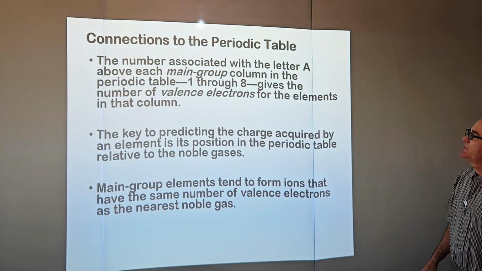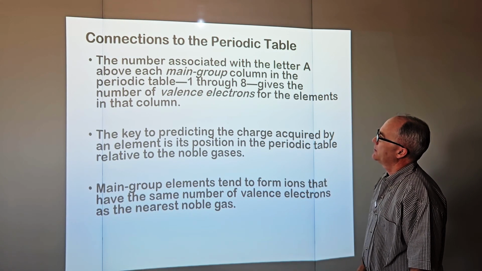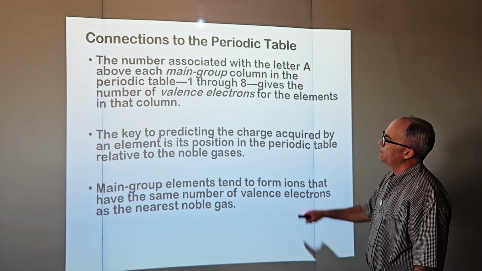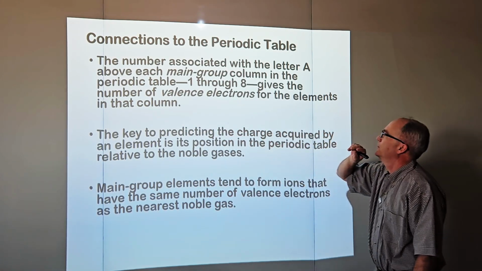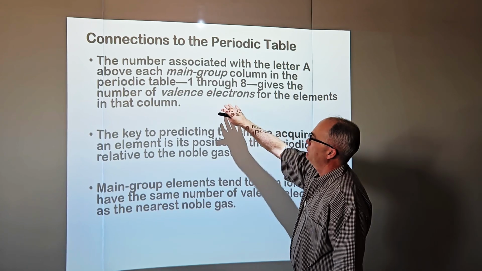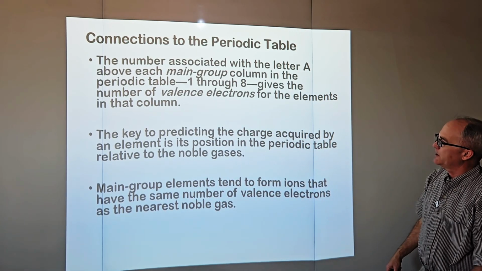So we've already gone over this a little bit. The number associated with the letter A above each main group column in the periodic table, 1 through 8, gives the number of valence electrons. You just heard me say that a second ago. Valence electrons are in what we call an outer energy level. There must be lower energy levels in an atom.